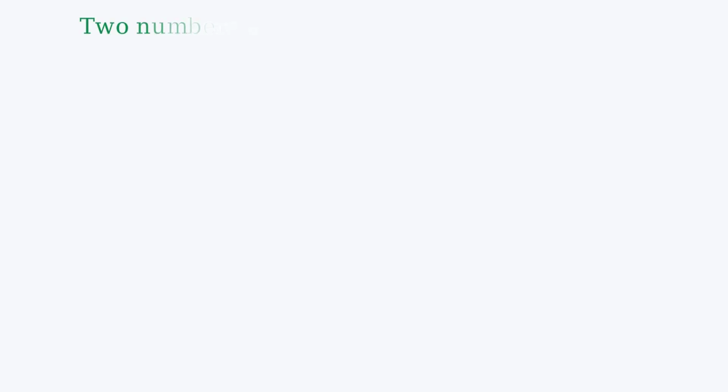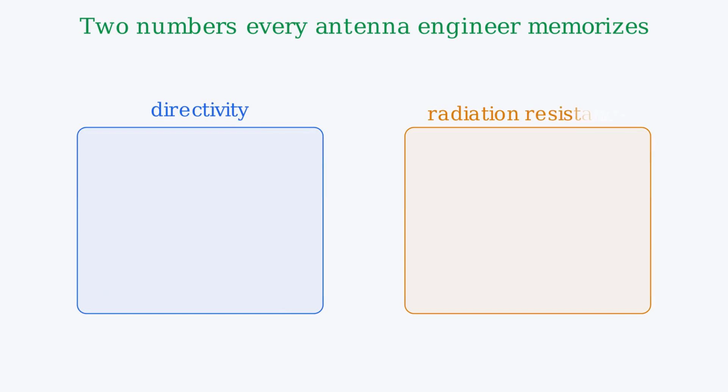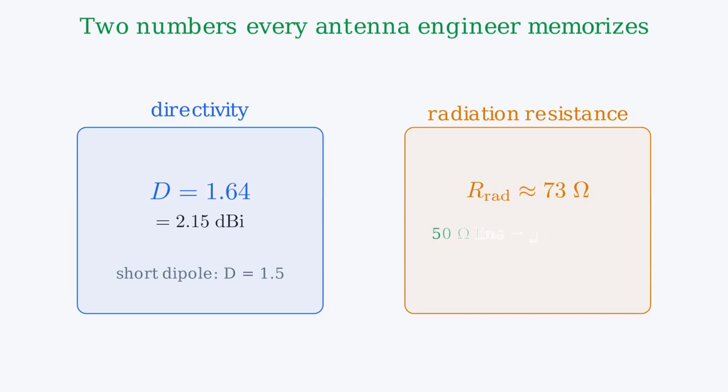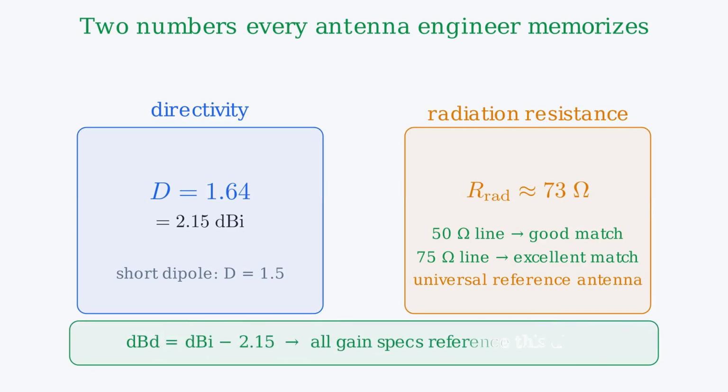The half-wave dipole gives us 2 numbers that every antenna engineer memorizes. The directivity is 1.64, or about 2.15 dBi, and the radiation resistance at the feed point is approximately 73 ohms. That 73 ohm value is remarkably close to standard transmission line impedances of 50 and 75 ohms. This near match is the practical reason why the half-wave dipole became the universal reference antenna. Almost every antenna gain specification you encounter is measured relative to this dipole.